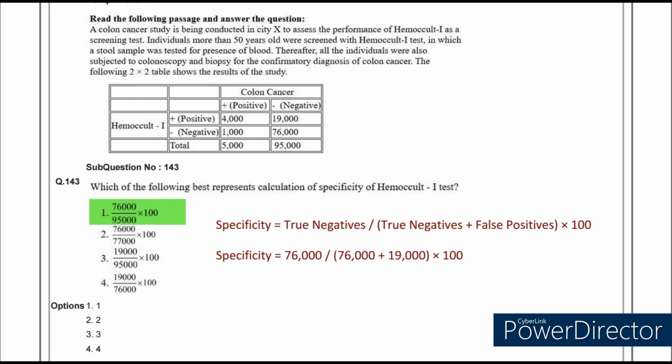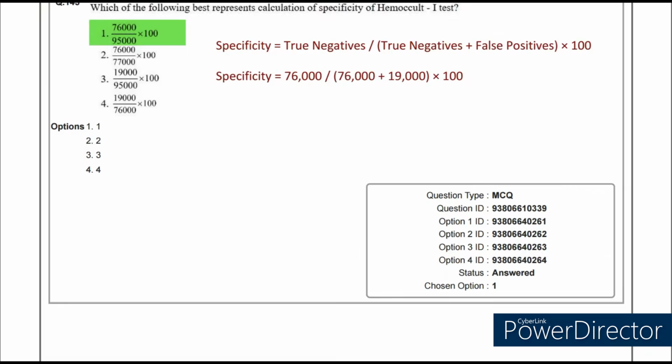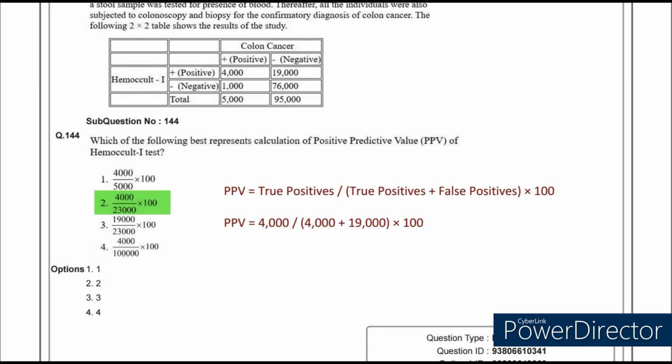And now coming to question number 143, that is specificity. Again a very direct and easy question. So in this case, in the numerator, we take true negatives, that is 76,000, divided by true negatives plus false positives, that is 76,000 plus 19,000. I think it comes around 95,000, and multiply by 100. That's it.